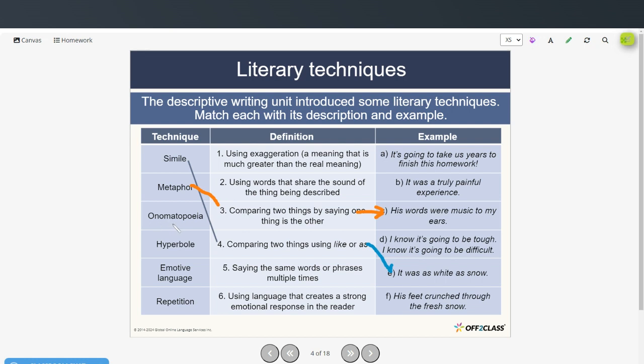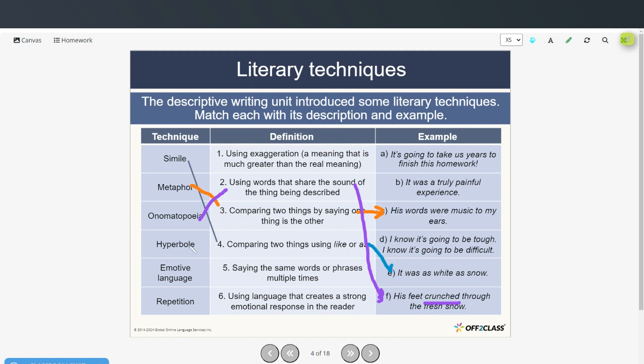Onomatopoeia. So onomatopoeia is using words that share the sound of the thing being described. And an example of that would be, his feet crunched through the fresh snow. So the word crunched sounds very similar to the sound that your feet make when you're walking through kind of frozen snow.